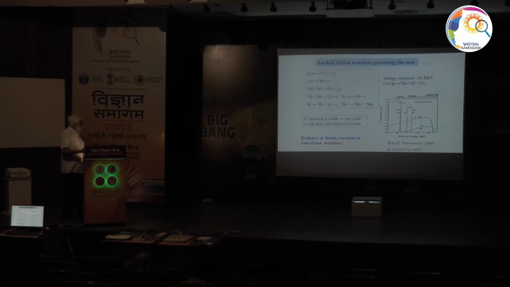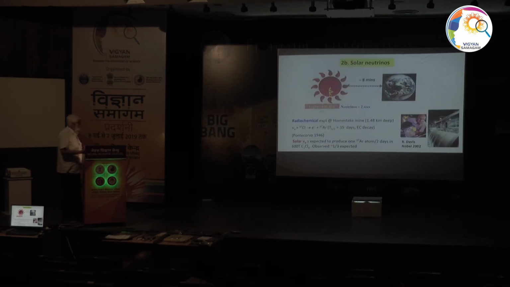Okay, I think I showed this. So Davis did this experiment using a chlorine-37 detector in the Homestake mines, and the solar neutrinos are expected to produce only 1 atom in 2 days. So he irradiated for a week, flushed out the argon, put it inside a very low background proportional counter, counted it, and kept doing that for about 25 years.